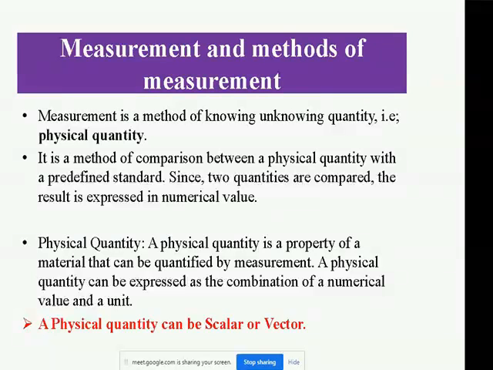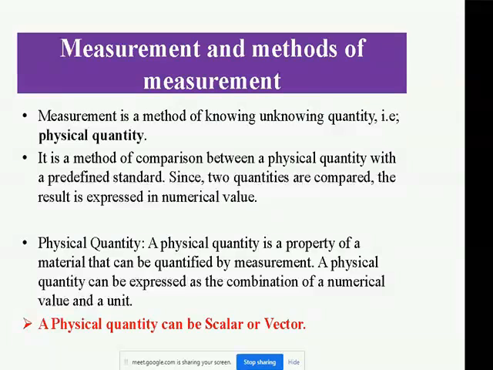Without a unit the value has no importance, because if we say 5, what is the 5: 5 kilometers, 5 meters, 5 centimeters, 5 seconds? So the unit is also a very important term in measurement. And a physical quantity can be scalar or vector, and there is another type of quantity that is tensor, but tensor is not in your syllabus. If you go for higher study in mechanical engineering, thermodynamics or chemistry, then you will get another type of physical quantity except scalar and vector, that is tensor. So I will not discuss tensor here, just scalar and vector.